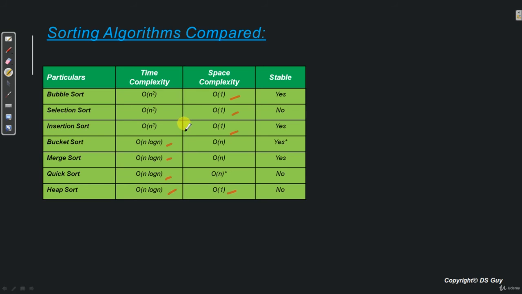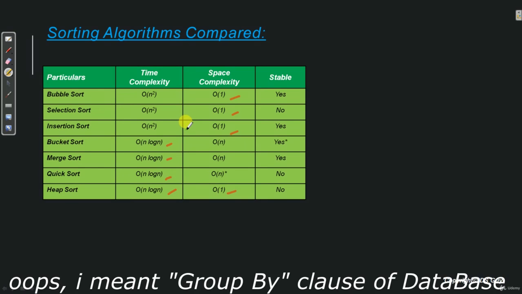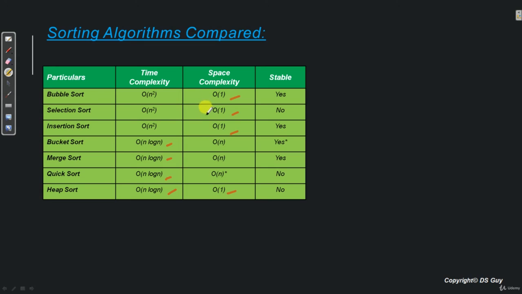However, in some cases, we also need to take care of stability of the algorithm. One example is the group by clause in databases, which we talked about in the introductory video of sorting. So if we want to make sure that the stability of the algorithm is also there, for those we have again a few options over here. So depending on our current circumstances, whichever sorting algorithm suits us depending on these 3 parameters, we can select it.